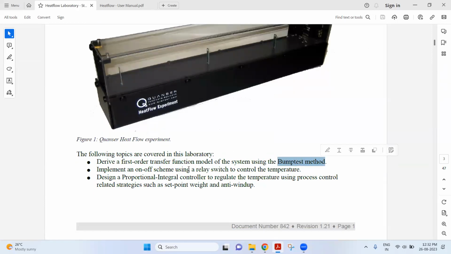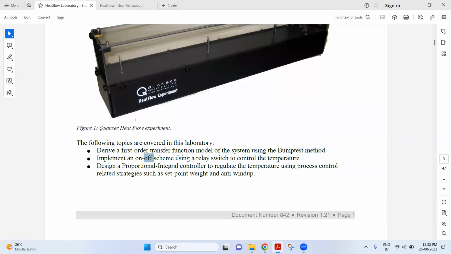Second, they are telling us an on-off scheme using a relay switch, because we need to change the temperatures, so we are also implementing a relay. Initially the relay will not be there. Second, we will introduce a relay switch to control the temperatures. Third, we need to design this proportional integral controller, mainly to regulate the temperature.